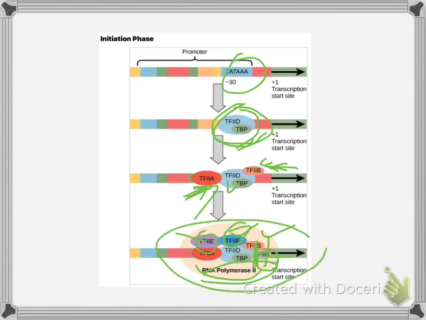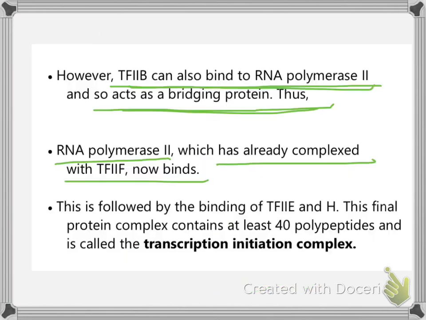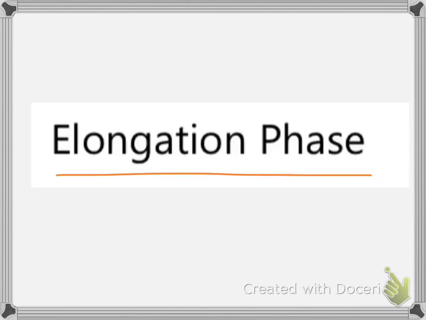And this final protein complex, which contains at least 40 polypeptides, is called the transcription initiation complex. That is the complex known as the transcription initiation complex, and it contains 40 polypeptides.